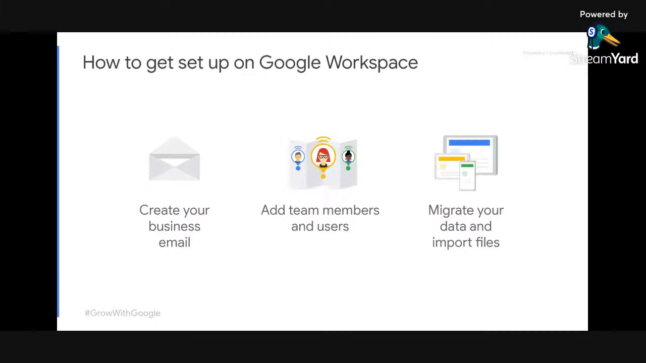Now let's look at the steps to get you set up on Google Workspace. First, you need to create a business email. Then add team members and users. And finally, migrate your data and import files. So that means when switching to Google Workspace from another application like Microsoft Outlook, you can bring your existing email, contacts, and calendar data with you.